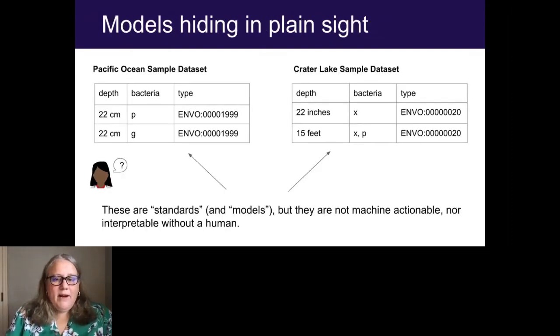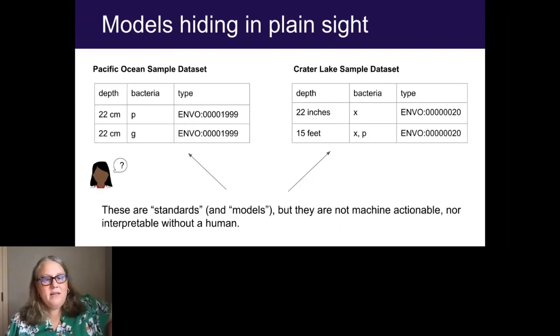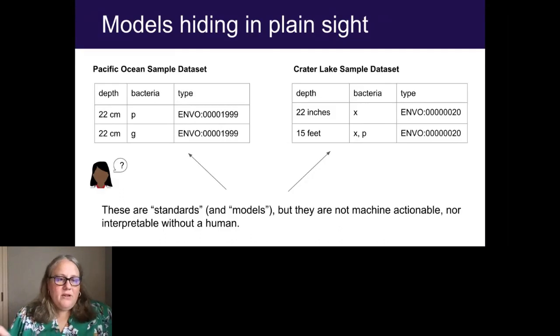I think the point I'm trying to make here is that models for our data are really hiding in these kinds of data sets in plain sight. These are standards, they are models, but they're not machine actionable, and it really takes a human to interpret the values. As a researcher trying to combine these data sets, I don't have metadata to know that all the values in the depth column for one data set are feet. I don't know if the bacteria column in the Crater Lake data sample holds a list or a single bacteria with a comma in the name.